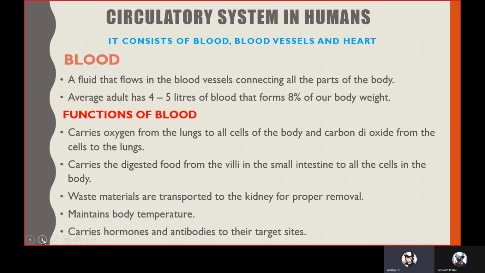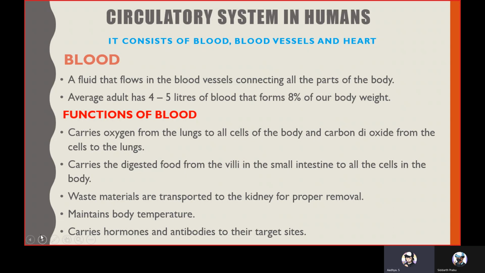Circulatory system in humans. The circulatory system consists of blood vessels, blood, and a heart. Blood is a fluid that flows in the blood vessels, connecting all parts of the body. An average adult has 4 to 5 liters of blood that forms 8% of our body weight.